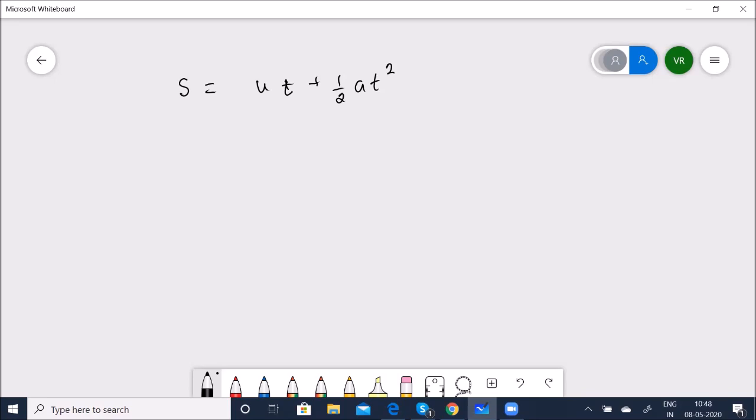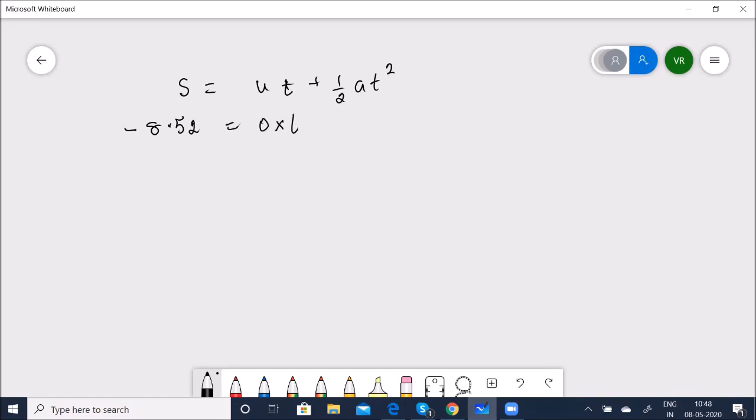Now we are going to take the usual thing. S is distance, U is the initial velocity, T is time taken, A is acceleration. Since the body is falling down, the height is going to be downward, so I'm going to take it as minus 8.52. The initial velocity is 0.